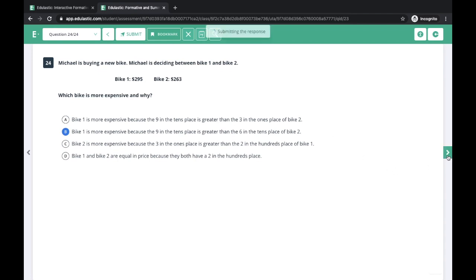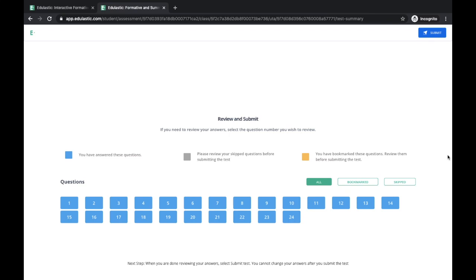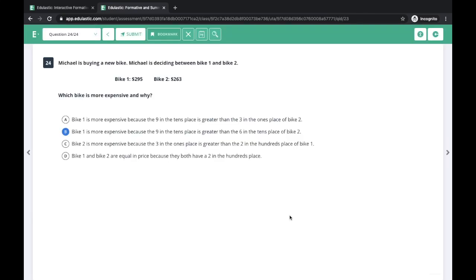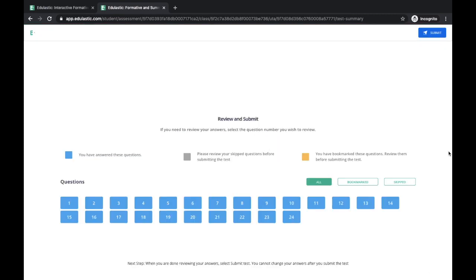When we've answered all of the questions, we will see a screen that looks just like this. It's going to let you know if you skipped any questions on your test. If all of your questions are in blue, that means you've answered all of them. If you have any questions in gray, that means you need to click on that question. It'll take you back to the question that you missed or that you skipped. Okay? So be sure that before you submit your test, all of your questions are blue. That will help you know that you didn't skip any questions.